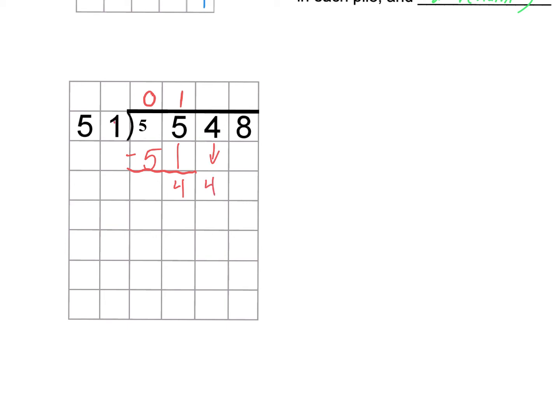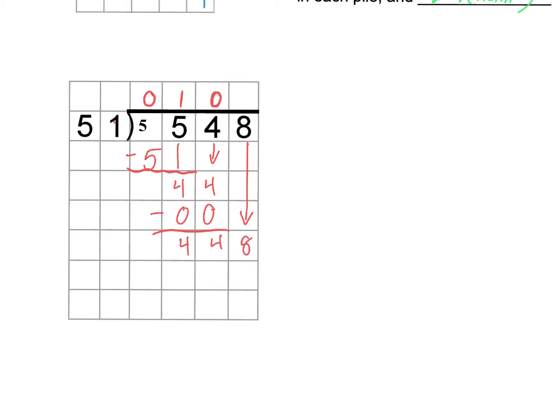Divide. This is why I did this. 51 does not go into 44. We gotta put a 0 up there. That place value is very important. We still continue. Divide 0. Multiply. It's still 0. Subtract. Bring it down. Bring it back.